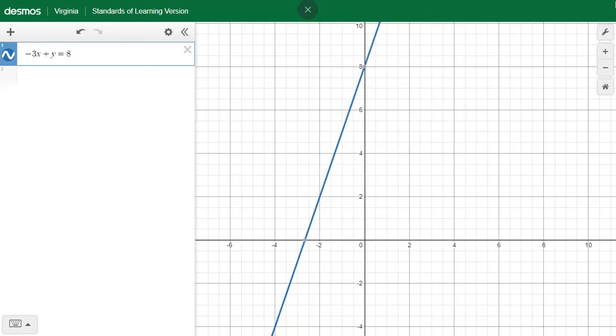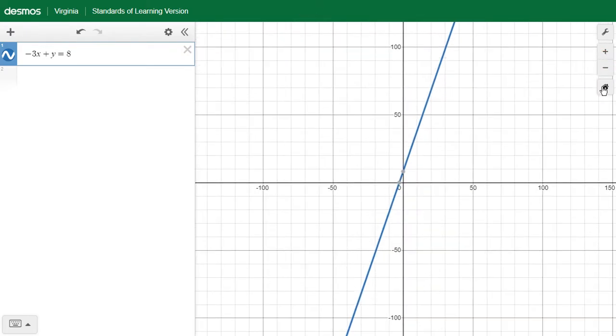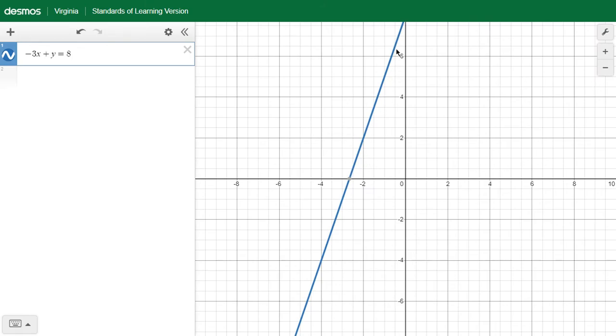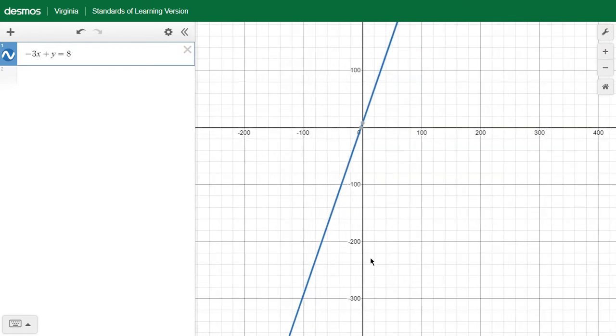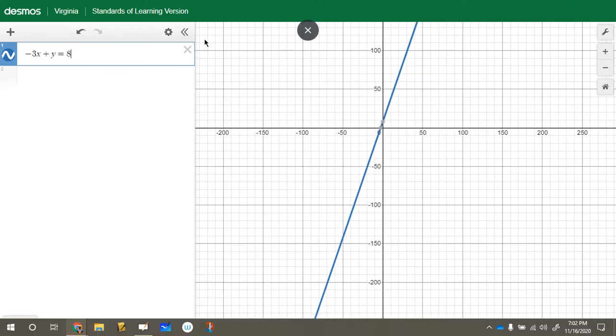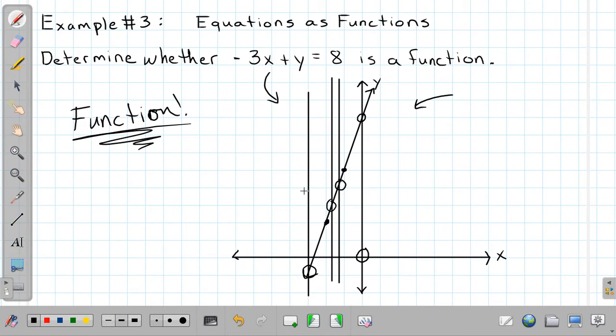And then you can zoom in, zoom out. If you hit this home button, it'll take you right back to the 10 by 10, or I guess in this case, 10 by 8 grid. But zooming in and zooming out, you can see this graph will never have an instance where you can draw a vertical line and it hits the graph more than once. So once again, this is a function. And we will talk more about graphing, we will graph more, in chapter 3.